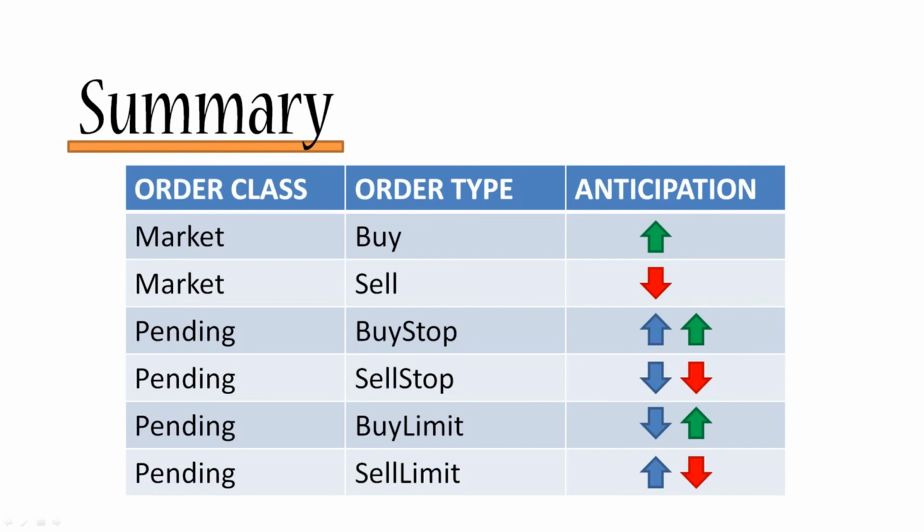Sell stop, similar, we expect the market to go down and then keep going down. Buy limit, we expect the market to go down first a little bit and then go up. And sell limit, we expect the market to go up and then go down. So that's the summary for order types.